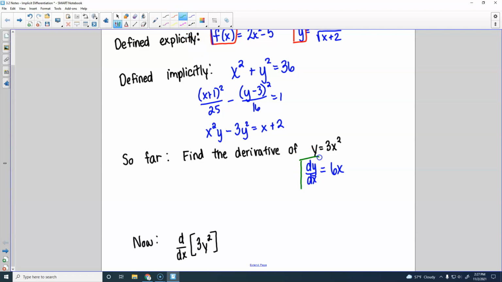Some of you may have chosen to do y prime, which is fine. But you, I'm sure, just put an equal sign and put 6x. But you must put this now. So this means the derivative of y with respect to x. So what we're doing is we're taking the derivative with respect to x.